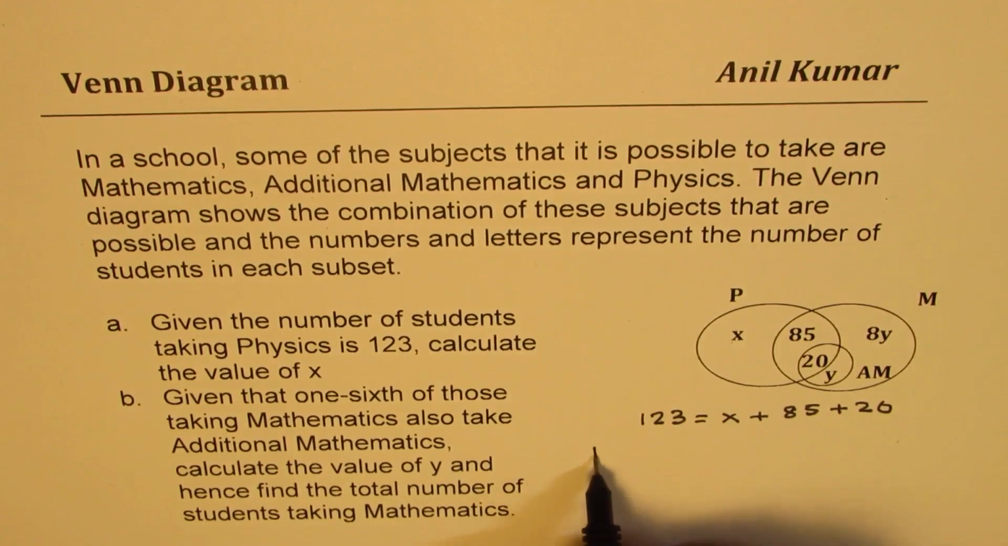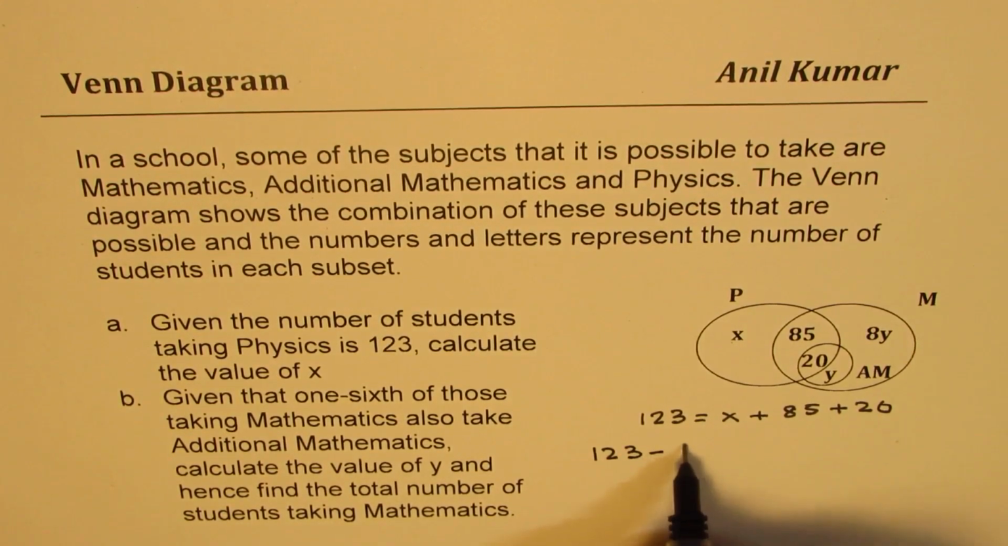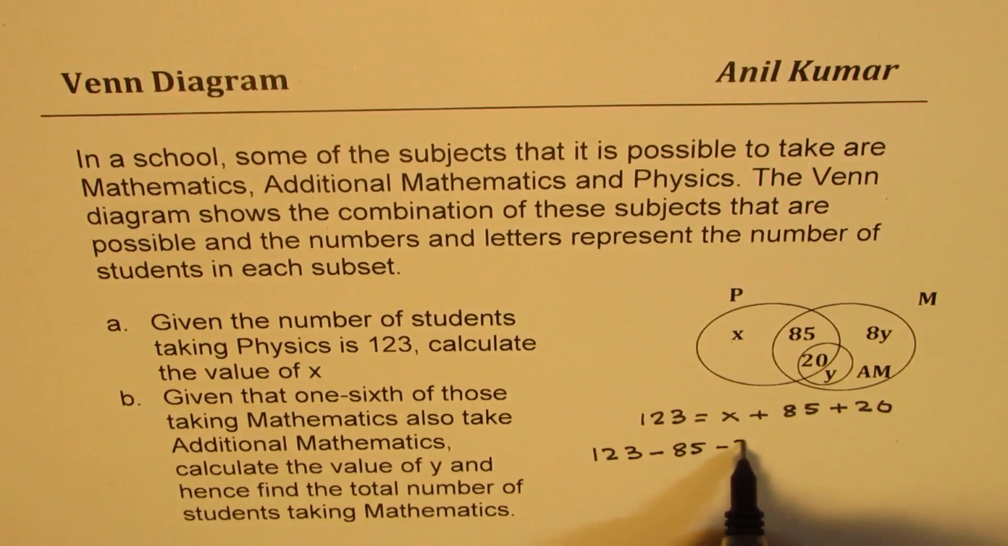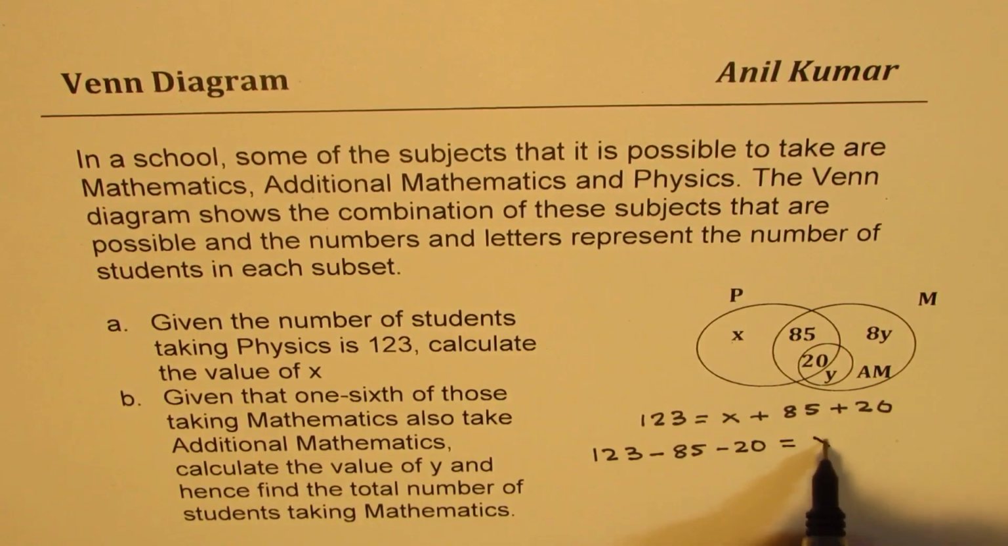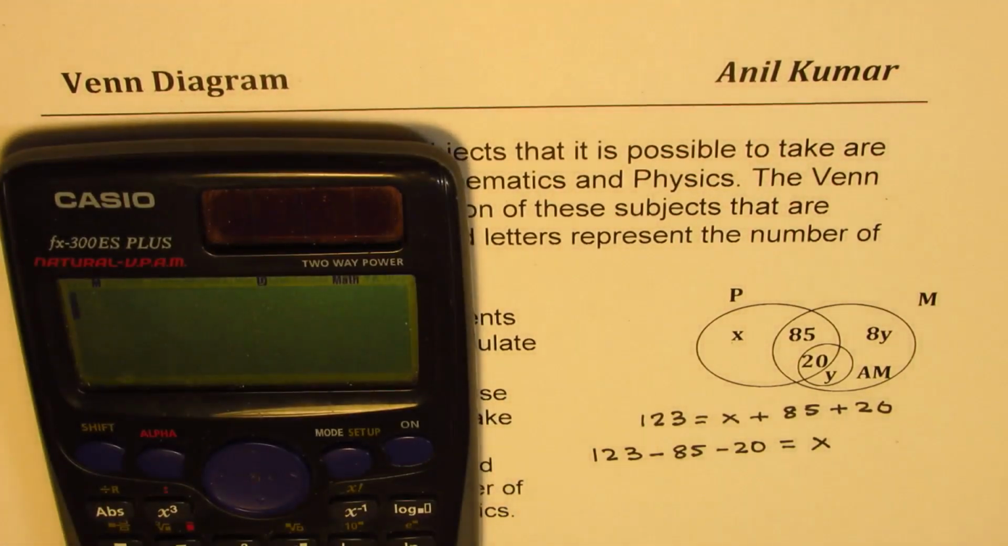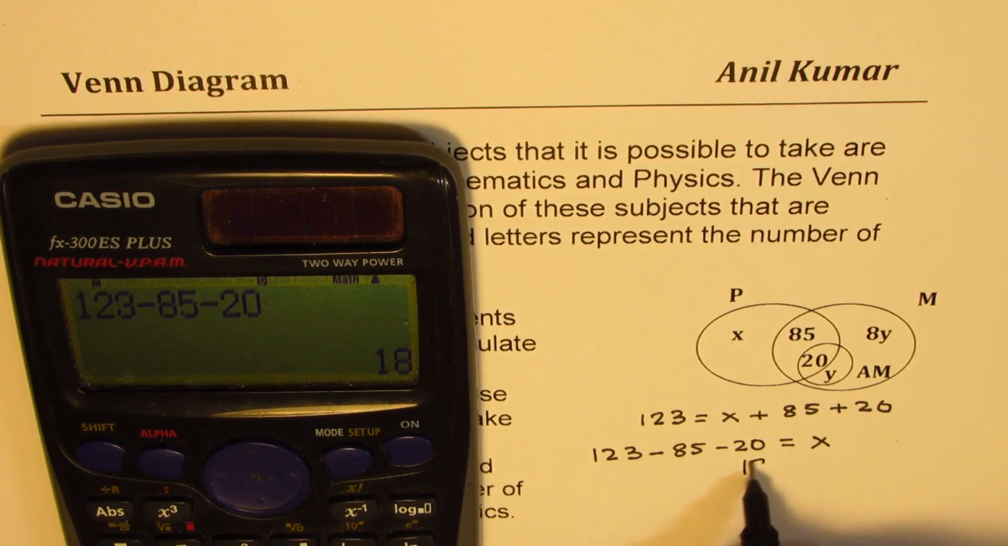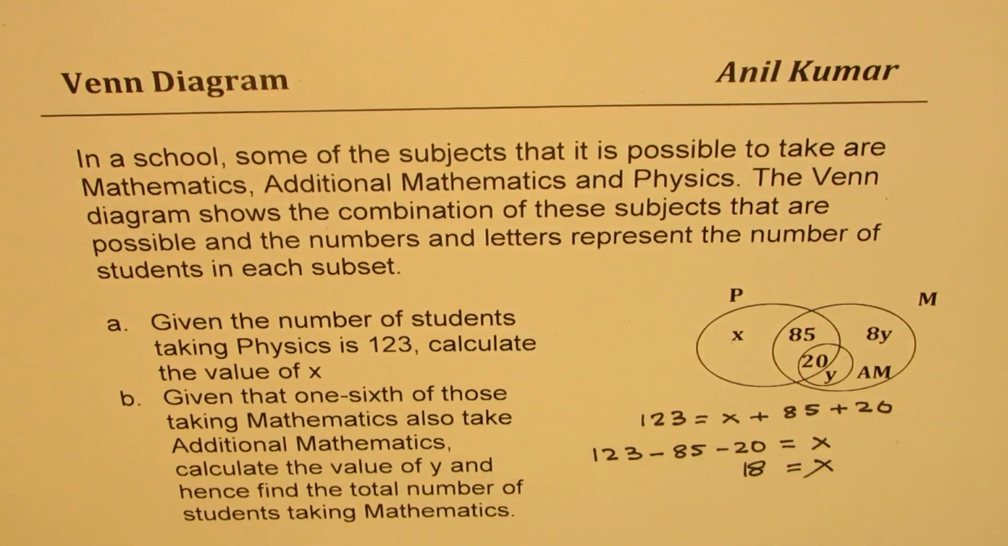So x could be found as 123 minus 85 minus 20. That is the value of x, correct? So when you take this, what do you get? You can use the calculator or just do it without that, as the case may be. You can take away 85 and 20, and that gives you the value of x as 18. So x is 18 for us. Now let's look into part B.